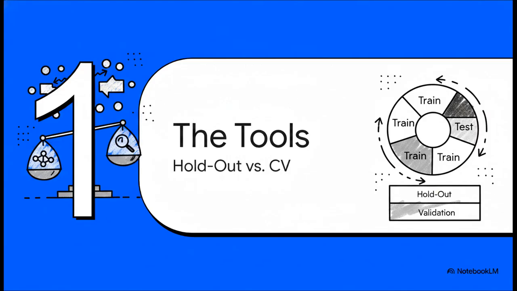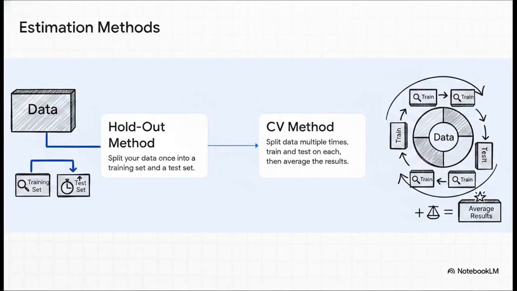Okay, so to measure that performance, we've got two main tools in our toolkit, the good old holdout method and something called cross-validation. The holdout method is super straightforward. You just take your data and split it once. You get a training set and a test set. Boom, done. Cross-validation, on the other hand, is a bit more involved. Instead of one split, you split the data multiple times. You train and test on each of those different splits, and then you average out all the results.